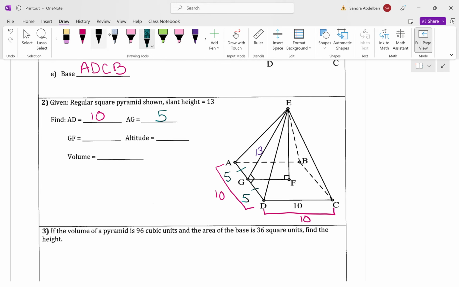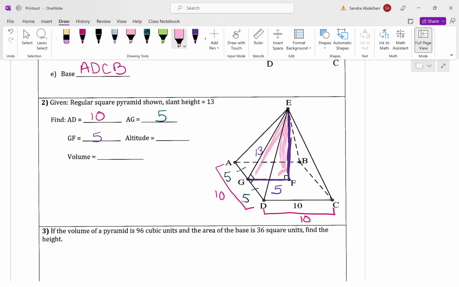Now we want to find GF. Now remember, let's go to EF. Do we agree that EF is the altitude of the whole pyramid? Now remember, the altitude of the whole pyramid not only makes right angles, it connects to the center of the base. So if F is the center of the base, from F to G has to be half the length. Well, the total length is 10, so half the length is 5. So GF is 5.